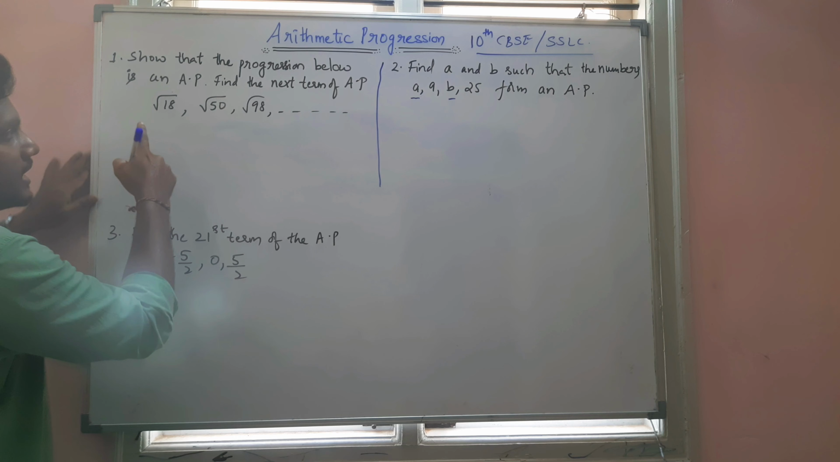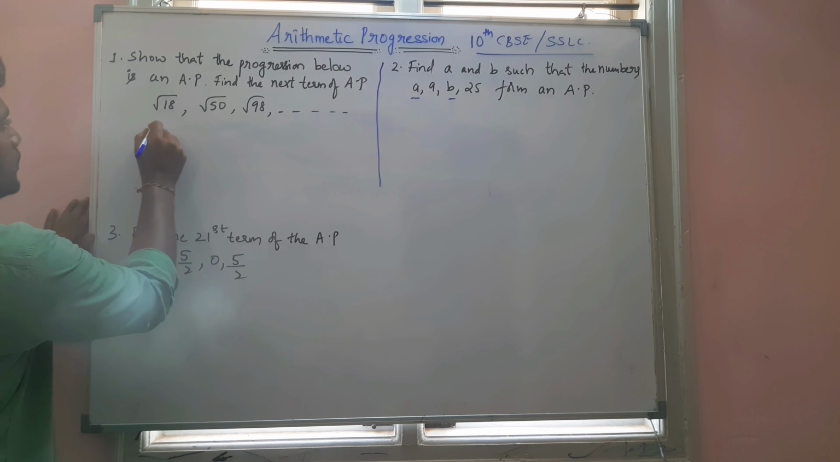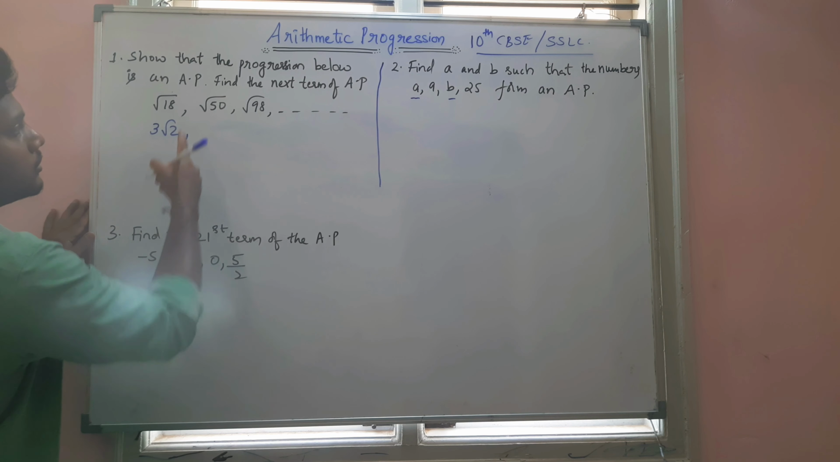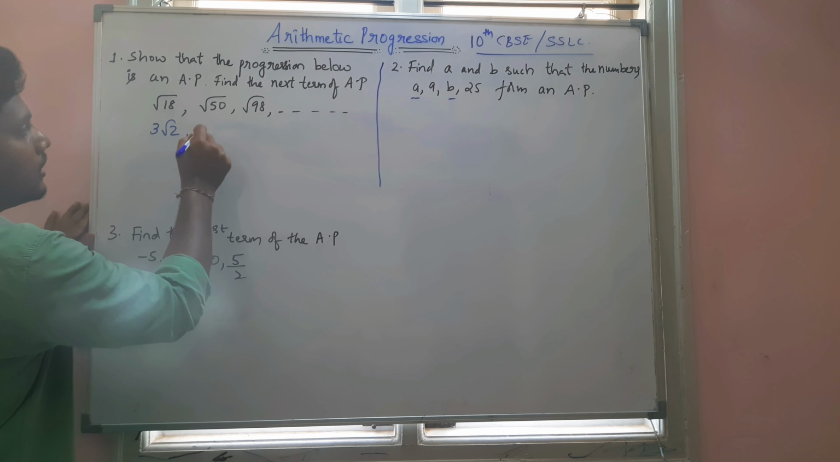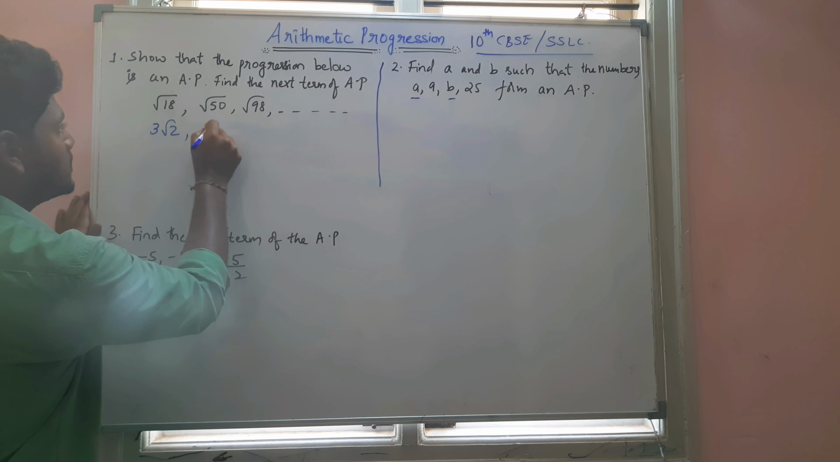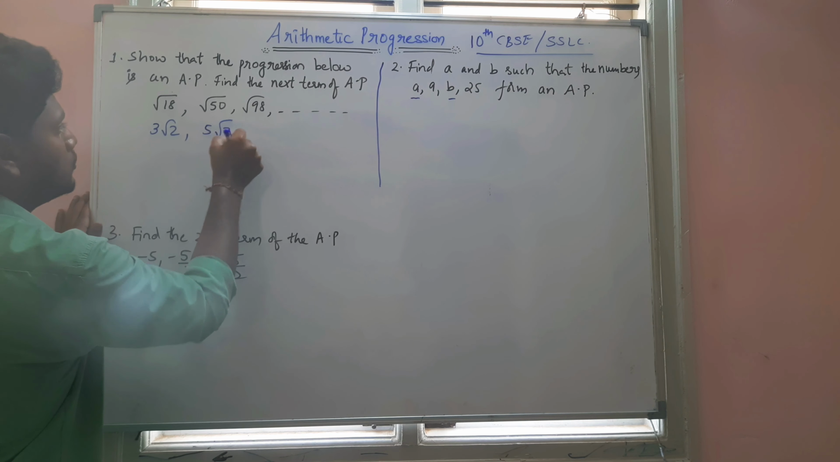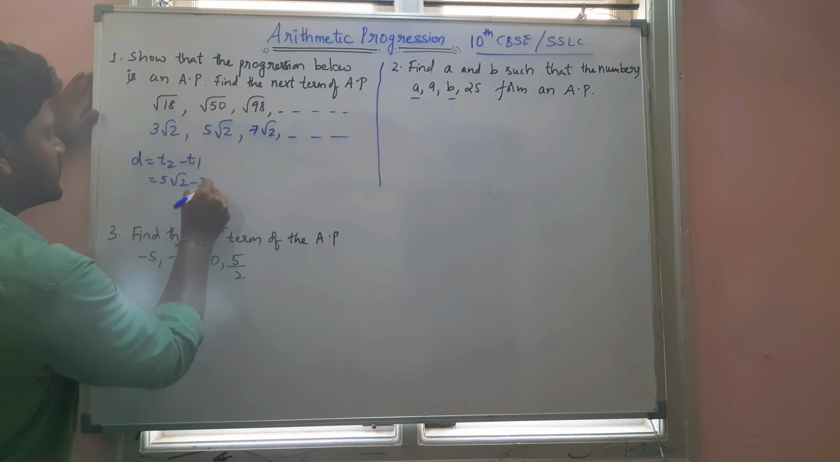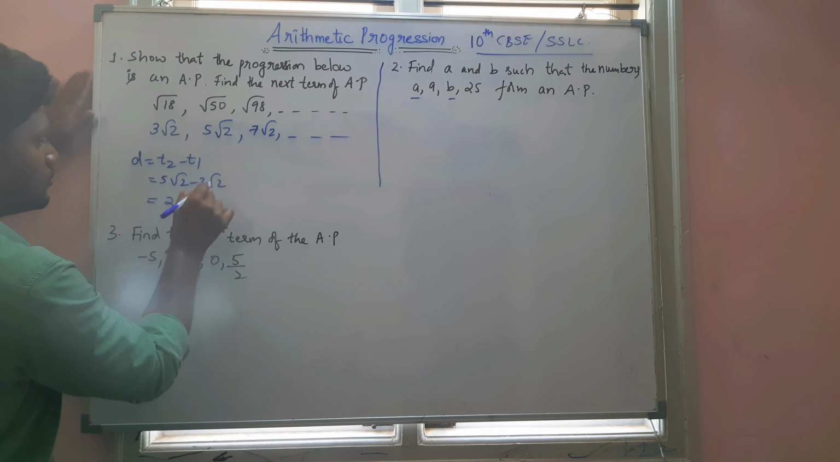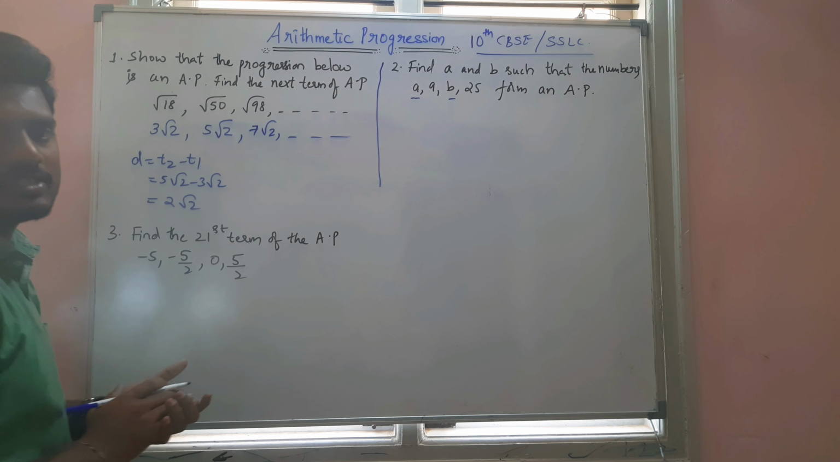So root 18 we can write as root 9 into 2, which will become 3 root 2. Root 50 we can write as root 25 into 2, which will become 5 root 2. Next, root 98 we can write as 49 times 2, which is 7 root 2. Yes guys, now we got the idea. So what will be the common difference? T2 minus T1 if it is in AP. So 5 root 2 minus 3 root 2, which is 2 root 2. So the common difference is equal to 2 root 2.